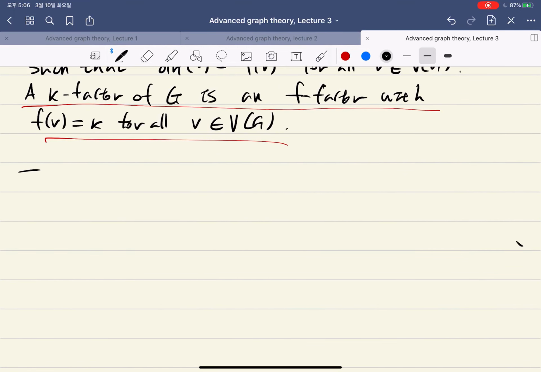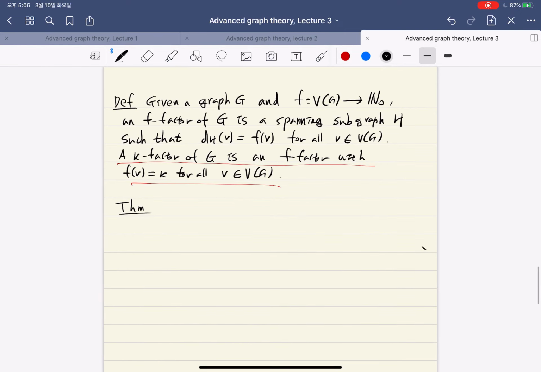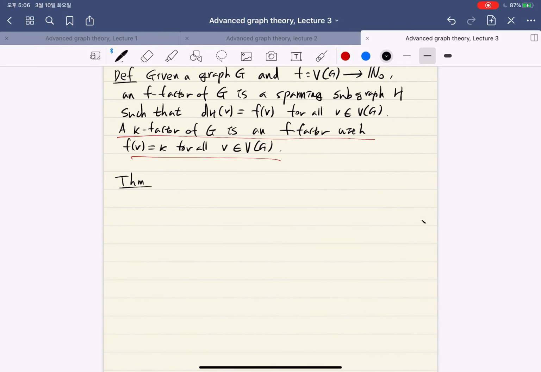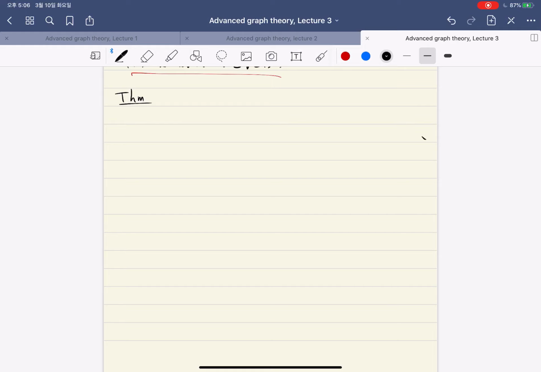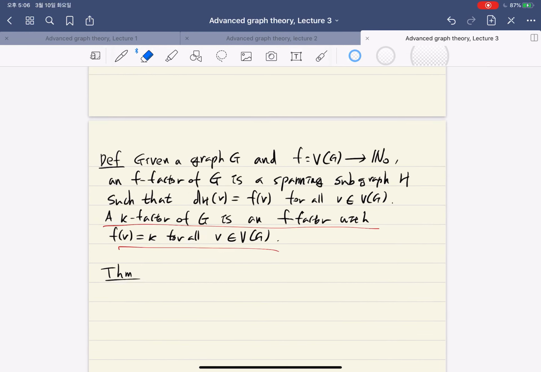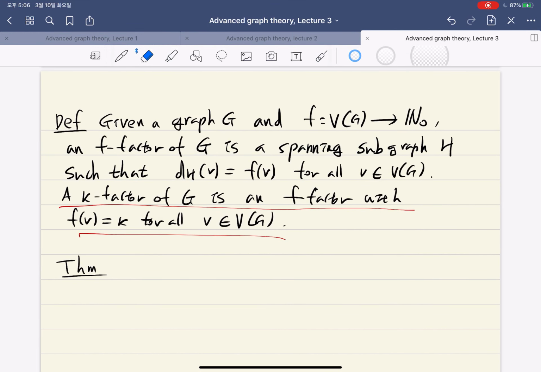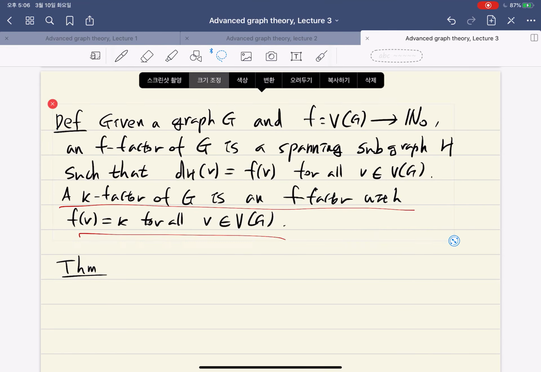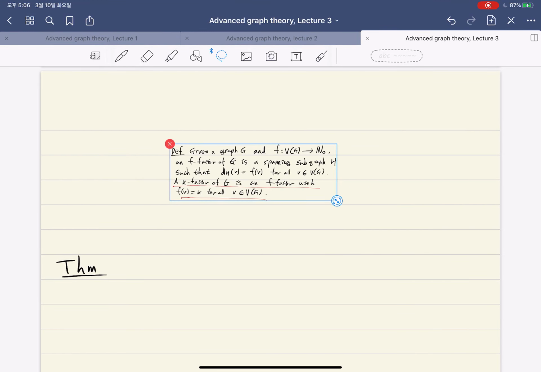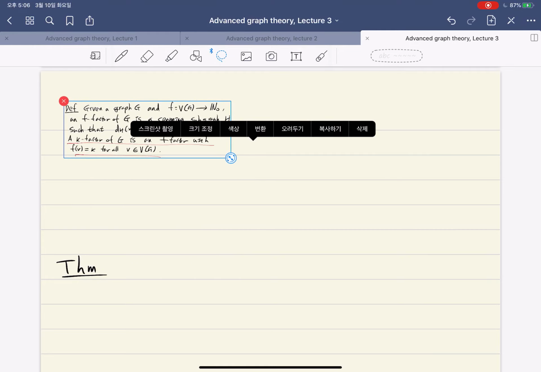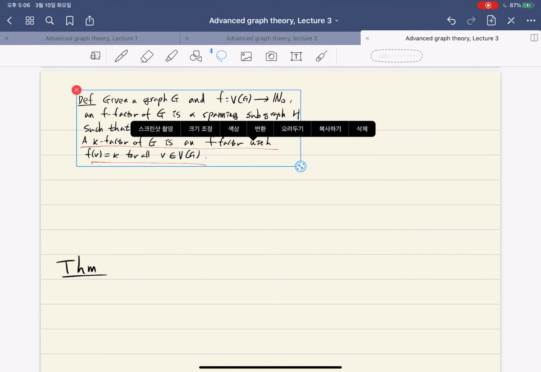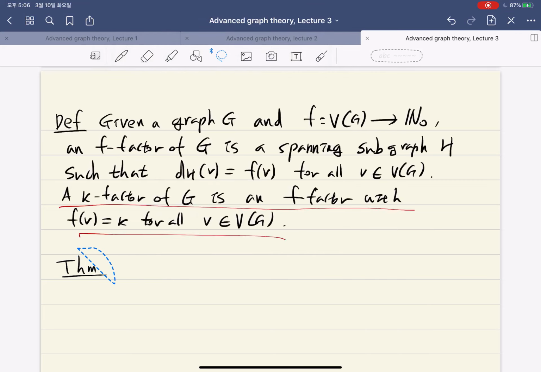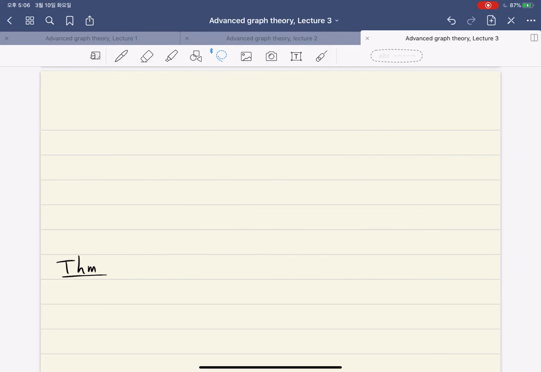So by using flow theorem, with this definition, let's make this smaller so that I can have more space. Wait, what?